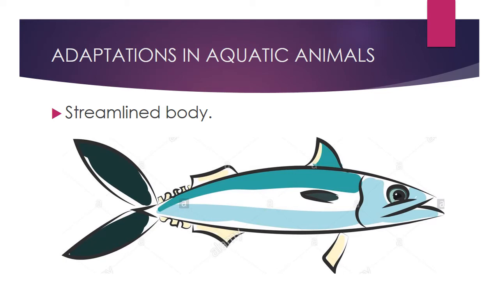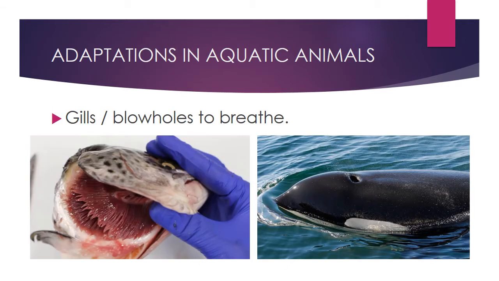Now the adaptations in the aquatic animals. Aquatic animals have a streamlined body, which is a boat-like shape of their body that helps them to cut through the water and swim easily. Next adaptation is that they have gills or blowholes on their bodies to breathe.